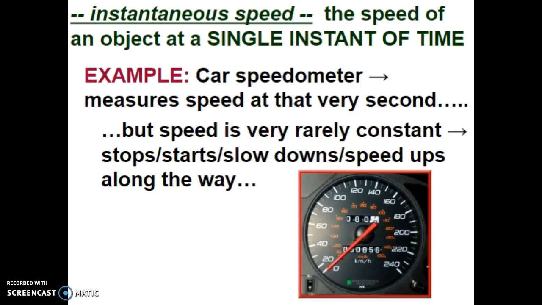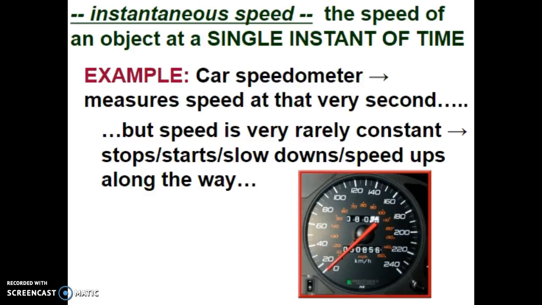We can take a look at a couple of different types of speed when we look at motion of objects. An instantaneous speed is the speed of an object at a single instant of time. A very easy way to figure that out is looking at your car speedometer. That will measure how fast you are going at that very second that you glance at the speedometer.